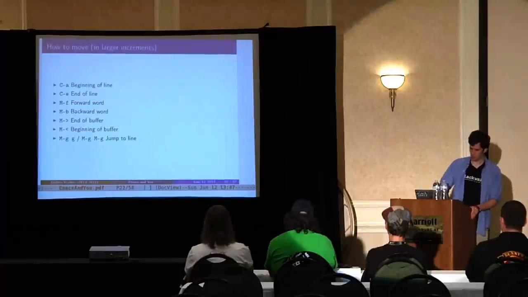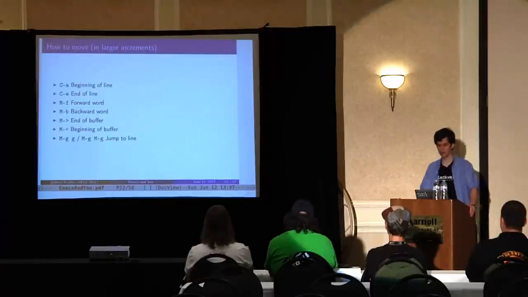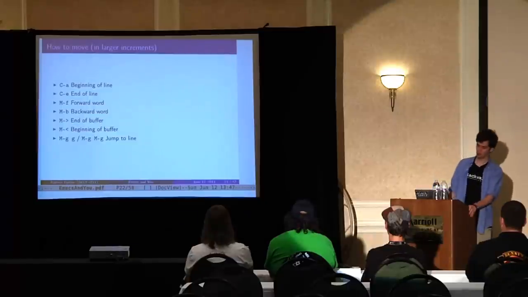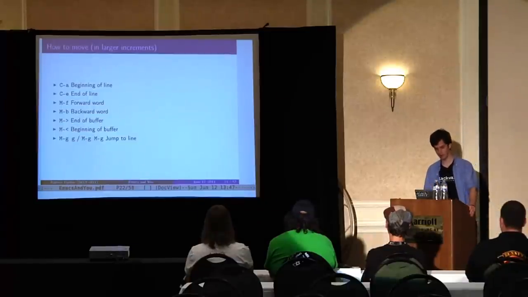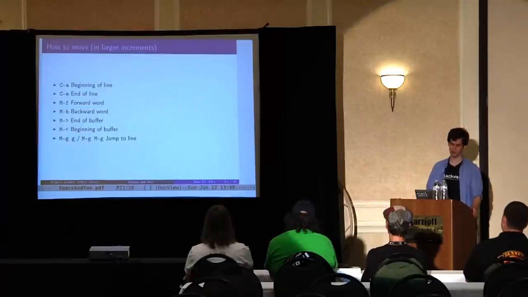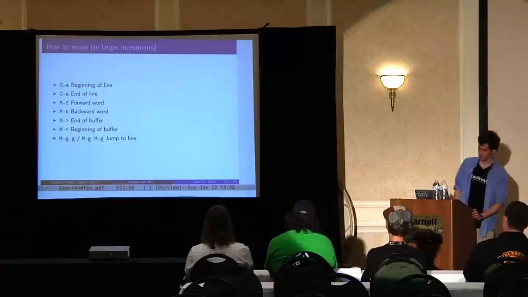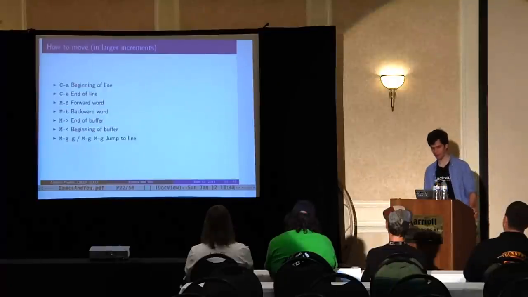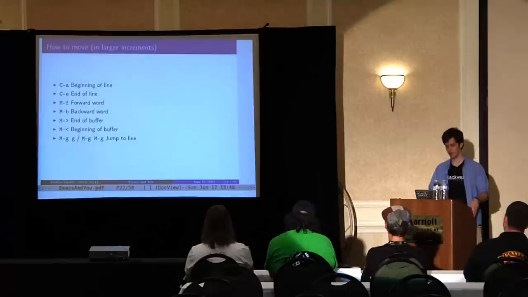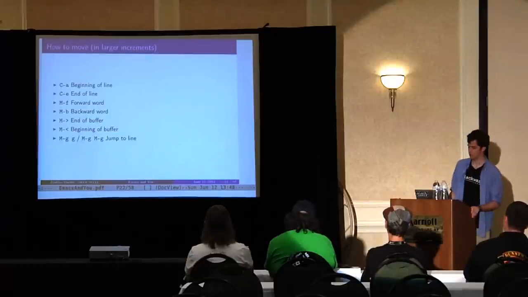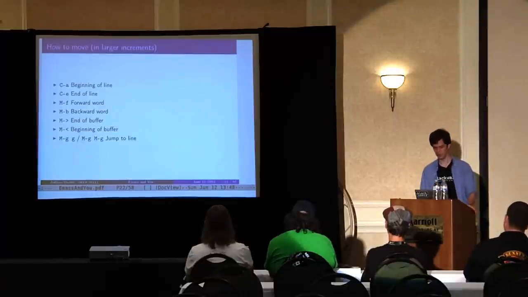So now I get into larger movement increments. Control A moves to the beginning of the line, Control E moves to the end of the line. You can move forward and backward by word with M-f and M-b. You can go to the end of the buffer with M and the right angle bracket, and the beginning with the left angle bracket. And then you can jump to any arbitrary line with M-g g.